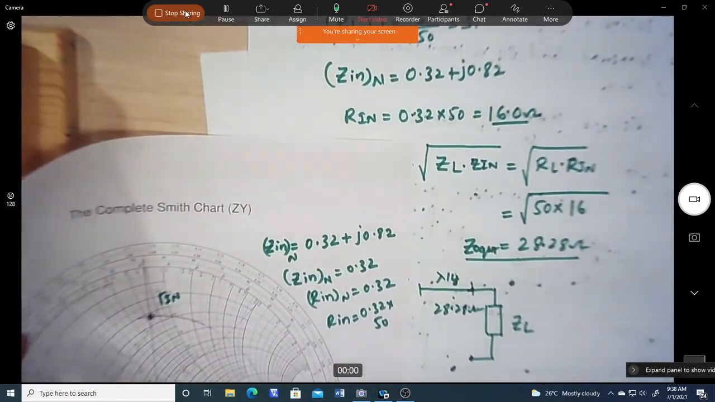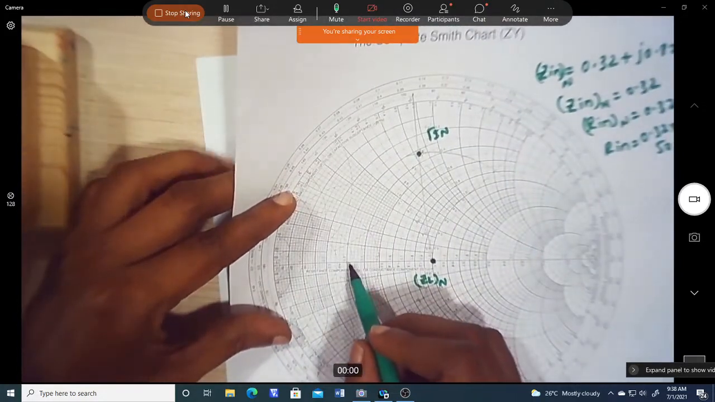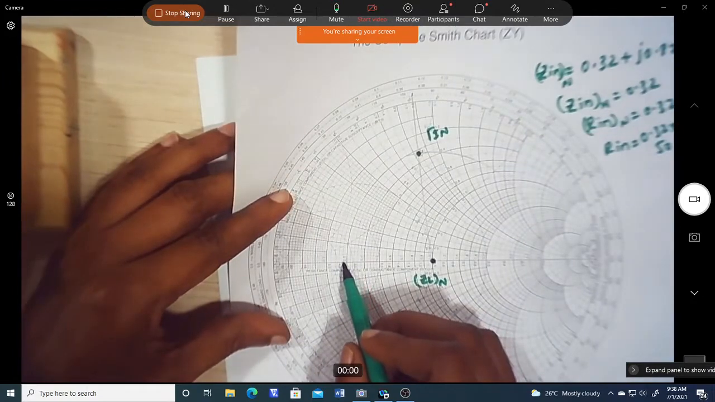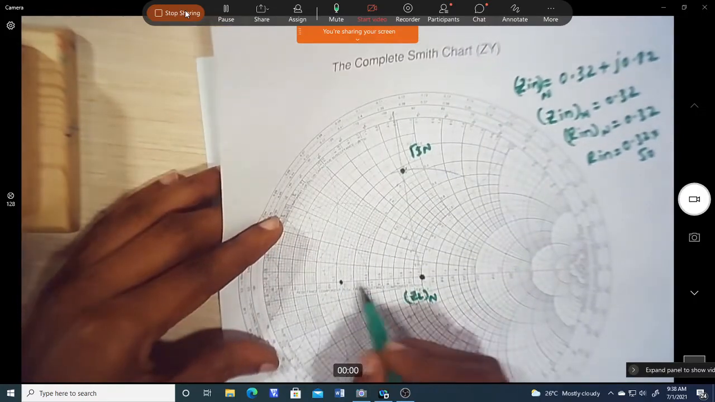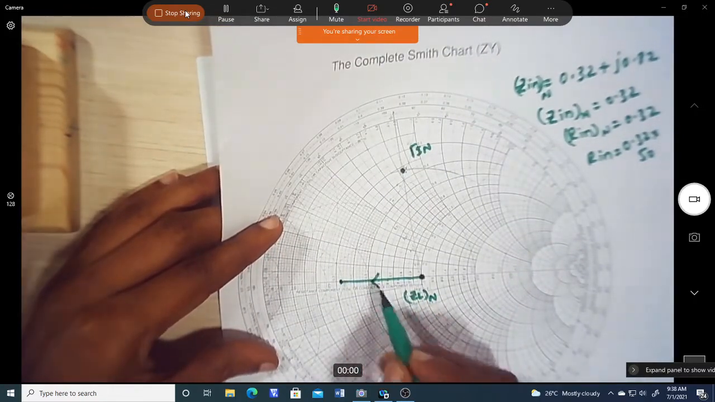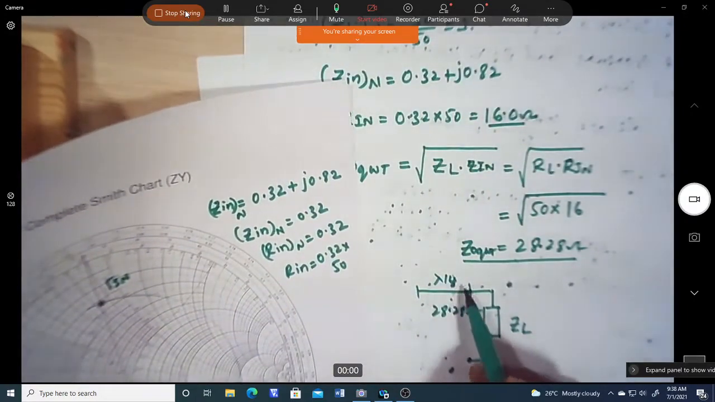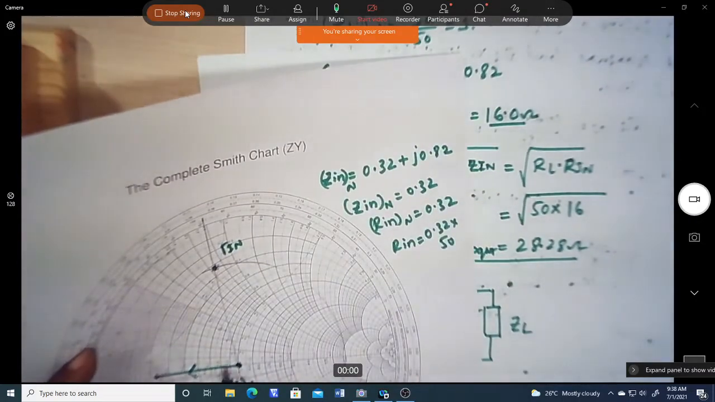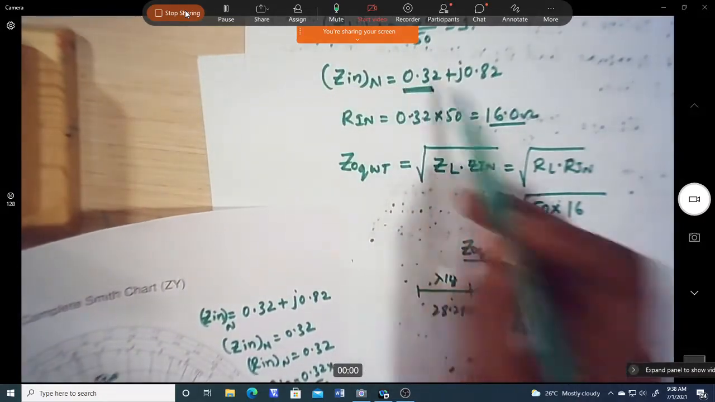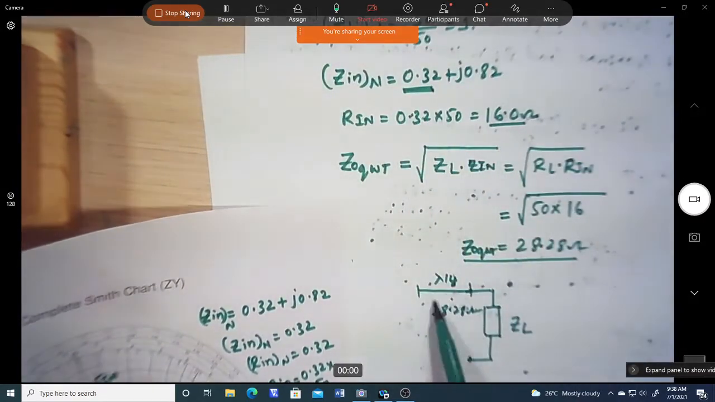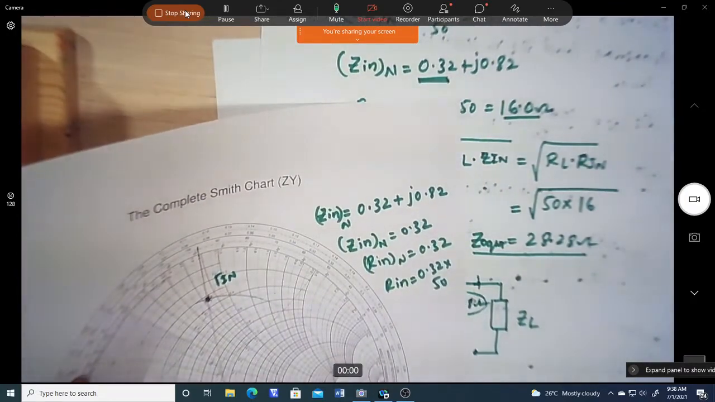That is the value of 0.32. So from this point to this point, we get by adding this quarter wave transformer. We are transforming this load point to the 0.32 where the impedance value is. By taking the characteristic impedance of the quarter wave transformer, this will transform this point to this point.